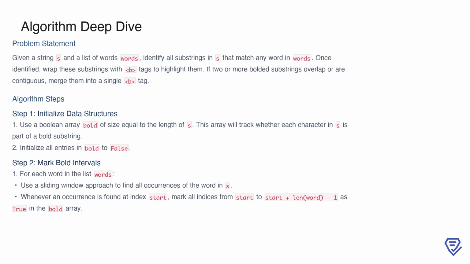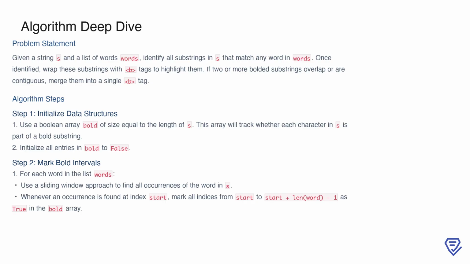To solve the problem, we need to identify substrings in the string S that match any word in the words list and wrap them with B tags. If these bolded substrings overlap or are contiguous, they must merge into a single tag. The first step in our algorithm is to initialize data structures. We use a Boolean array called bold, which has the same length as the string S. Each entry in this array will track whether the corresponding character in S is part of a bold substring. Initially, all entries in bold are set to false.